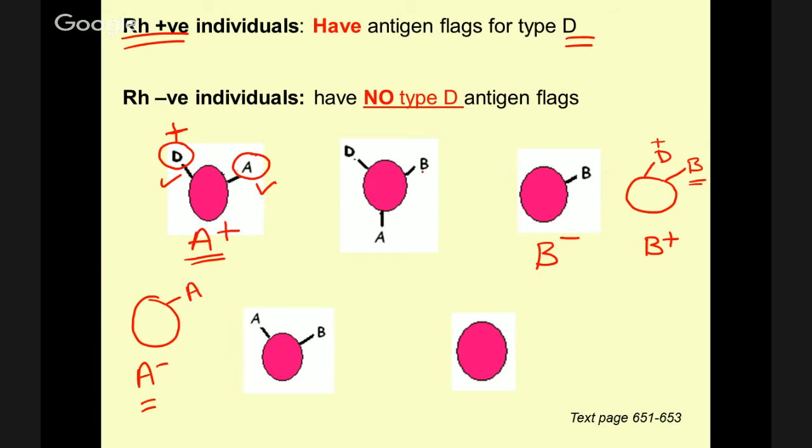It's got A, B, and D. So this person is AB positive, right? And then down here, we have somebody with just A and B, no D. They are AB negative, right?